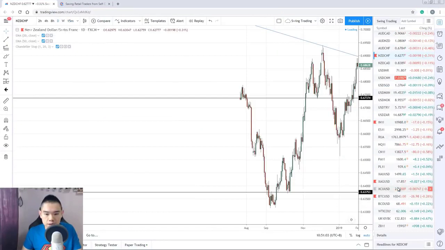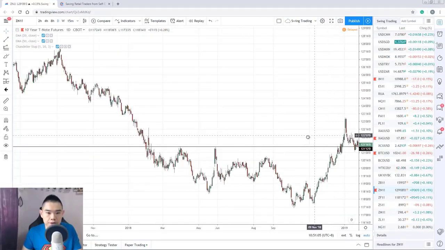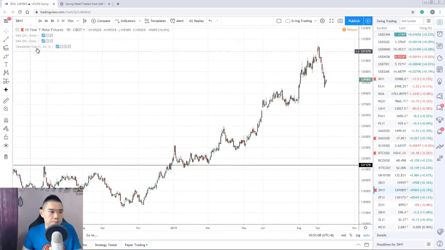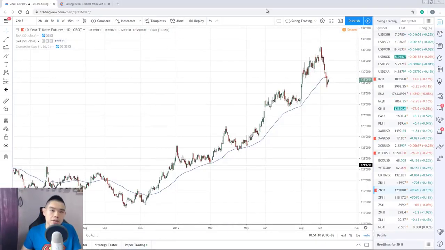So let's have a look at this bond market, the 10-year. You can see that over here, if you just pull out the 50 MA, you know that this market is in a healthy trend.